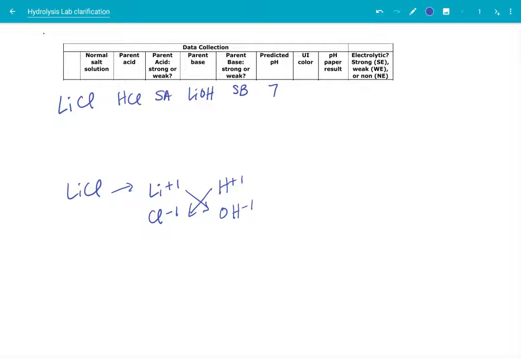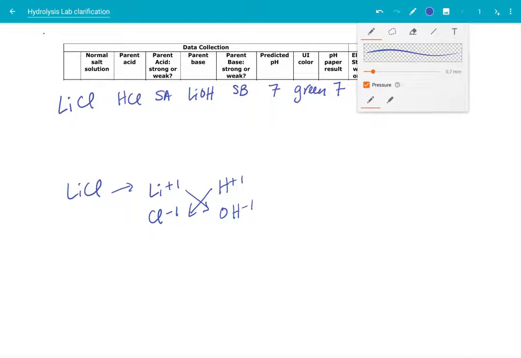So my predicted pH would have been a 7, and my universal indicator color probably was a green-ish. And hopefully when I test with the pH paper, I find it to be about 7. Now, most likely this is just going to be an electrolytic solution, so we're just verifying that. So NaCl in a water solution should conduct electricity. And I put strong, weak, or non-electrolytic just to see. My guess is it would show strongly electrolytic.